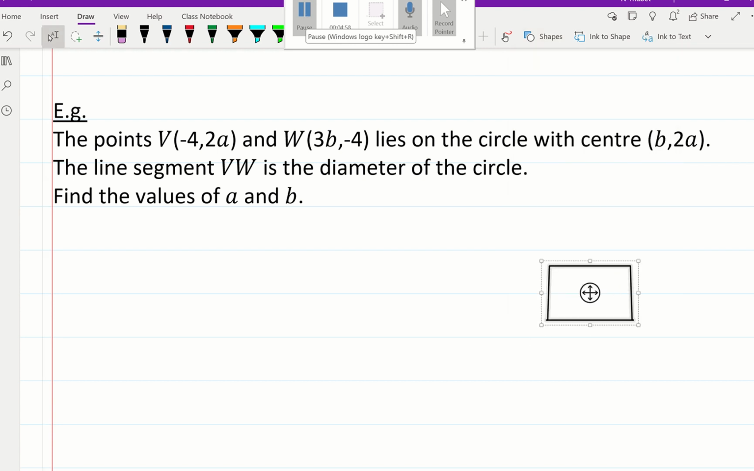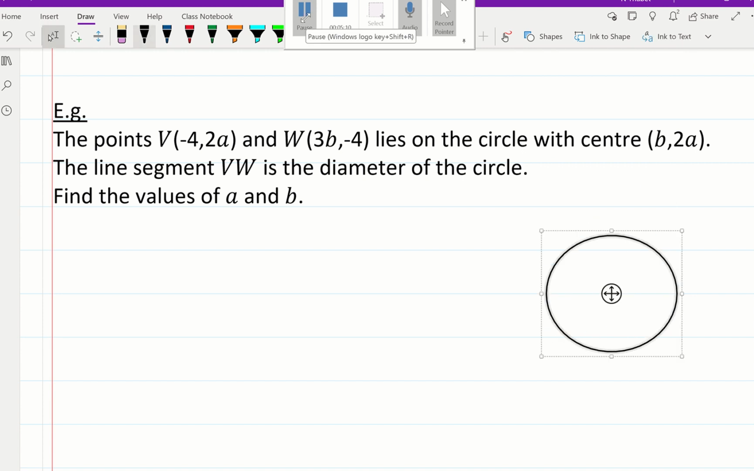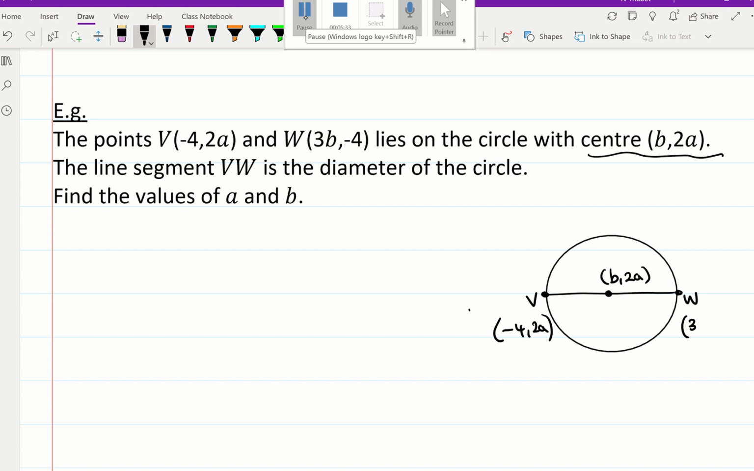So again, you can draw this, and you can draw it inside the circle. To be honest, you don't have to draw it inside the circle, but I'll do the same. VW, and there is a center. The center is (b, 2a). V is (-4, 2a), and W is (3b, -4). I want to find the values of a and b.